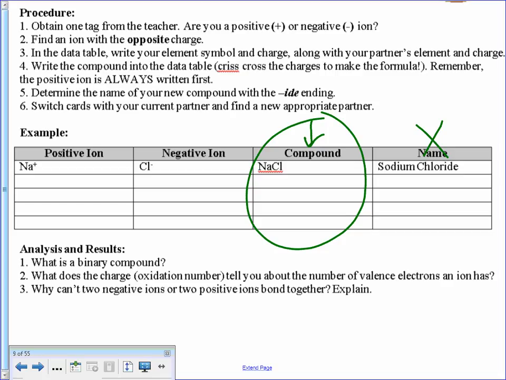Another fact. Look on the board right now. Positive ions are always written first. Cations are always written first. So that's my example. Sodium, then chlorine. Sodium, then chlorine. If your cation's written second, then you need to fix it. Cations come first.